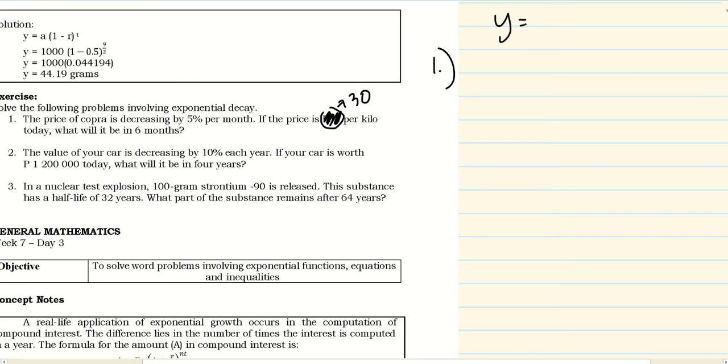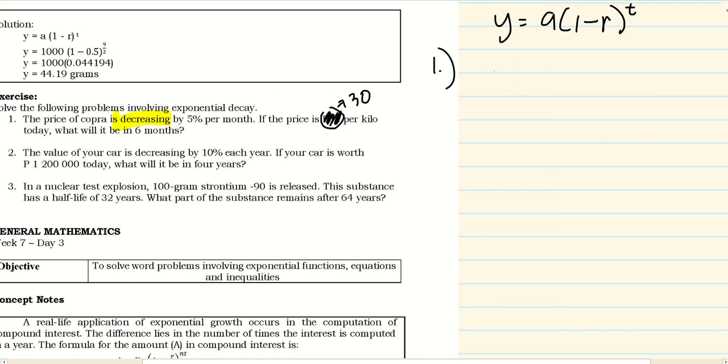Let's go back to our formula, which is y equals a(1 minus r) to the power of t. The price of copra is decreasing. It's another term: decreasing, depreciating, decaying. Decreasing by 5% per month. If the price is 30 per kilo today, what will it be in 6 months?